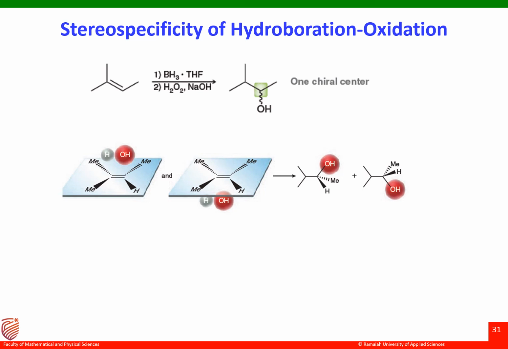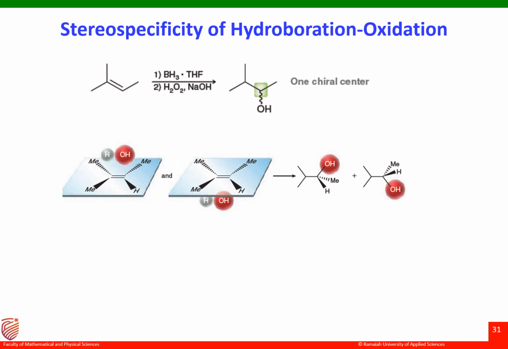In hydroboration oxidation, it is essential to consider the number of chiral centers that are created during the process. If no chiral centers are formed, then stereospecificity of the reaction is not observed. But if a chiral center is formed, then definitely we are going to acquire stereospecificity of the reaction. So you can see here, one new chiral center is being formed there, right?